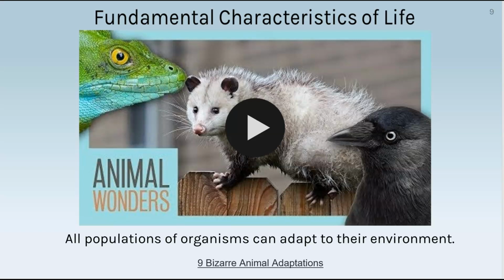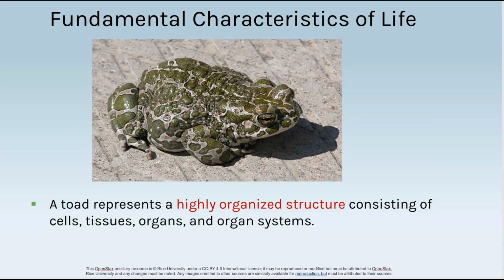So let's review the 6 characteristics of life that I would like you to know. There are more than 6 characteristics, but we will just go over these 6. Highly organized structure. All organisms are organized from atoms to molecules to cells to tissues, except unicellular organisms. Unicellular means one cell. Although unicellular organisms do not have tissues, organs, and organ systems, they are still highly organized.